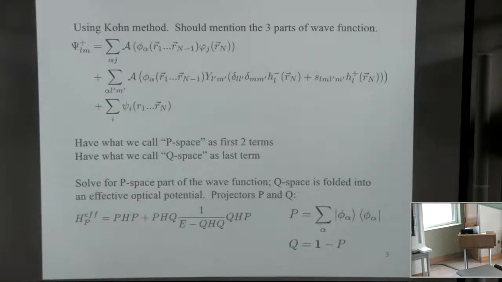So when we do the complex Kohn calculation, we're explicitly solving for the P space part of the wave function. We construct an effective optical potential for P space, which has a form like this. We have a projector P that projects upon these target states, and then Q is its complement. So those are what goes into there. So it's energy dependent.